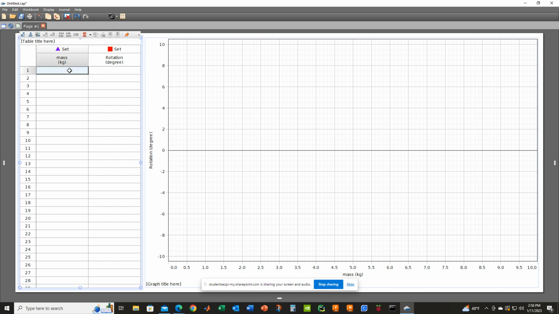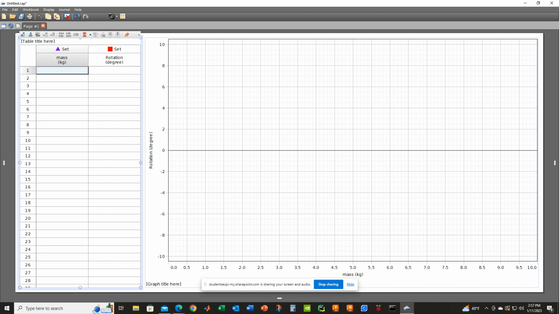Now, I've not discussed with you how to figure this out, but let's go ahead anyway. It says you're using the force constant for a torsion spring, and you place a small mass on the lever and measure how many degrees the lever rotates. You'll find the following information. Use Capstone to determine the slope of a best fit line through this data and determine the force constant. Notice that it's in newtons per degree.